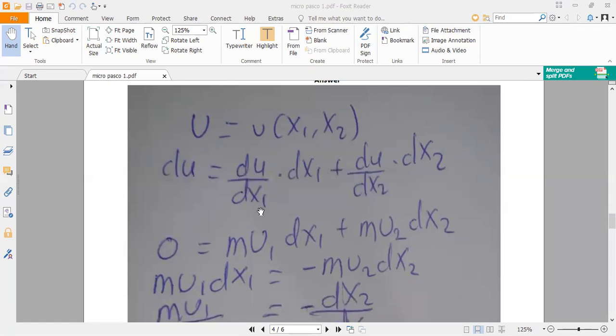Then ∂u/∂x1 is the marginal utility of good 1. If you differentiate the utility function with respect to the good, you get its marginal utility. So MU2, that's the marginal utility of good 2.